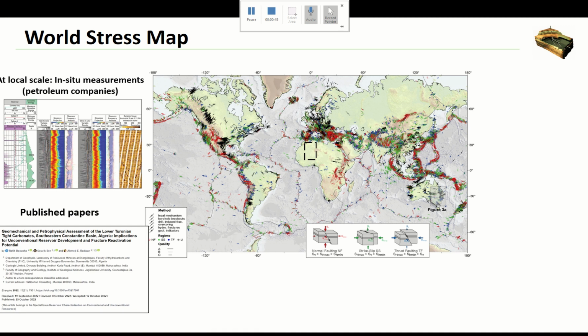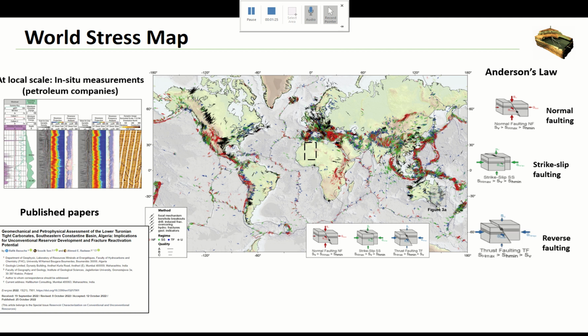The fundamental law used in the stress analysis is the famous law of Anderson, which stated that the stress response of the Earth crust to a stress in a surface or a volume can be explained by three stress faulting regimes. The normal faulting due to an extensional stress; the strike-slip faulting regime, where the overburden stress is the second stress, meaning that the maximum horizontal stress is the principal stress; and the reverse faulting, where the vertical stress is the least stress, which is a critical state of stress.